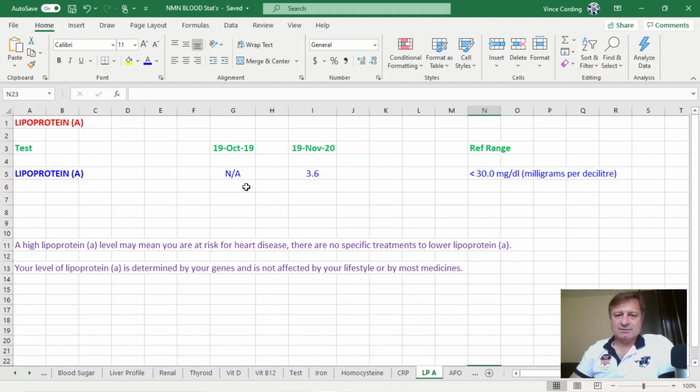Lipoprotein A wasn't tested in the silver, is in the gold, 3.6, and it should be less than 30. So that's well within there. This one is something that you can't change through lifestyle and mostly supplementation. It's actually affected by your genes. So if you have a high number, it's genetic.